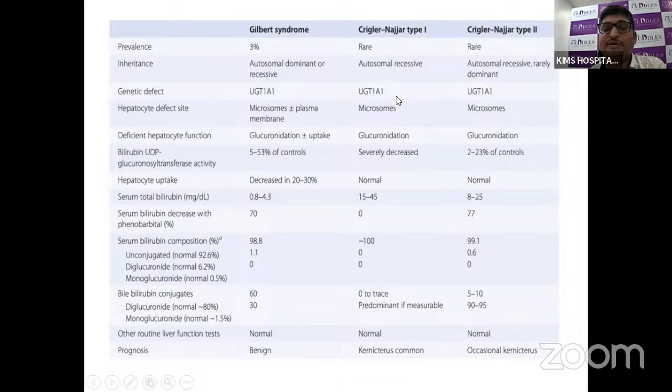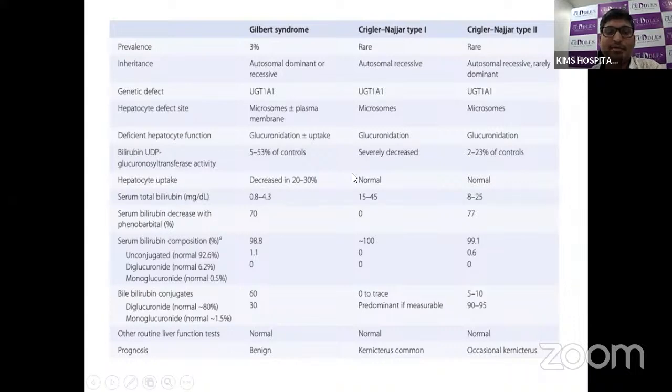So when it comes to glucuronidation and uptake, both are defective in Gilbert, and only glucuronidation is defective in Crigler-Najjar. When it comes to the enzyme levels, it is 5 to 53% of the controls in Gilbert. It is severely reduced in type 1, and 2 to 3% of the controls in type 2.